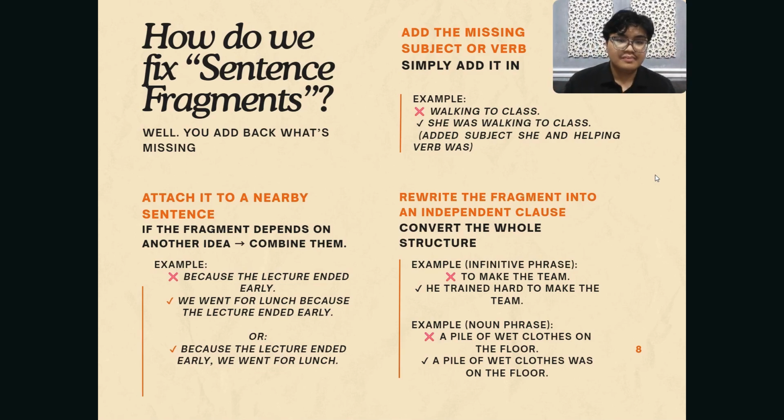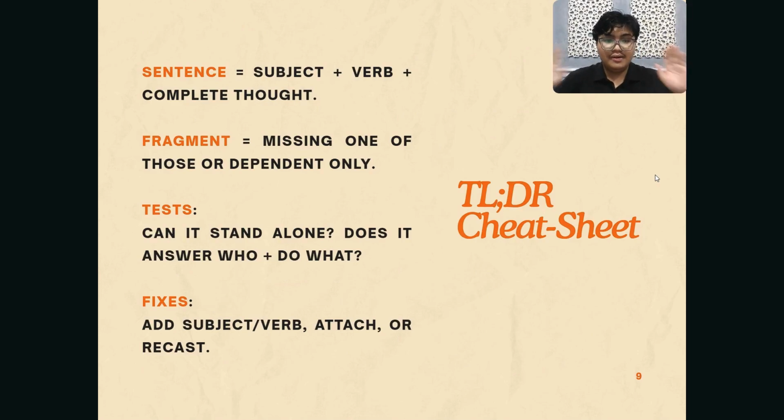Rewrite the fragment into an independent clause. Convert the whole structure. Sometimes this is the trickier part of fixing, but it can help. So, for example, for the infinitive phrase, to make the team. What about to make the team? Who is to make the team? So, he trained hard to make the team. Next one, noun phrase. A pile of wet clothes on the floor. Apply: a pile of wet clothes was on the floor.